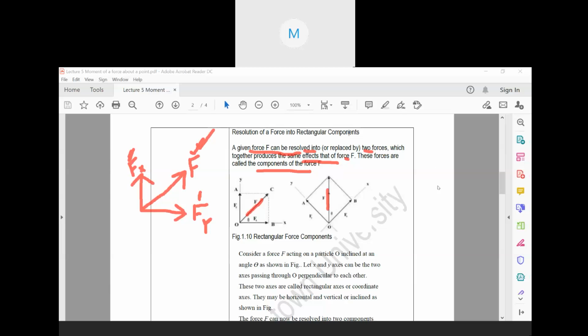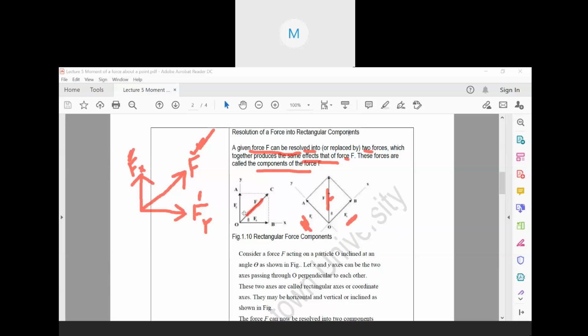Is it clear? Yes, sir. Now even in this figure, look, this is the main F. Here one is Fx and one is Fy. So in this way, this is resolved into two components. Got it? Now the value of Fx and Fy, that sin theta cos theta will come now.